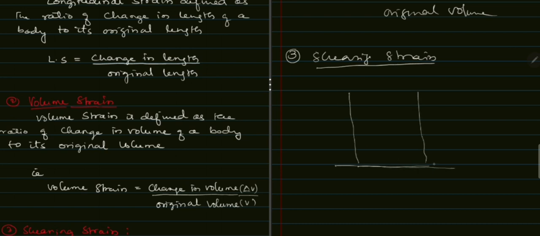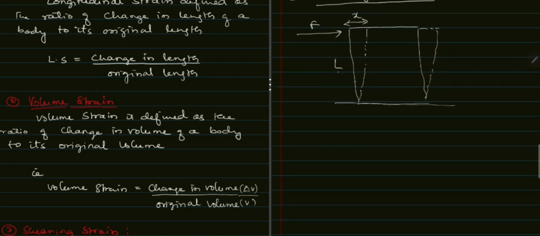The box is placed on the table and the lower part is fixed, the upper part is free, and then a tangential force is applied on that body. The body will change its shape, and some of the body will be displaced. So relative displacement, and here we will take L and X. L is the length of the body and X is the relative displacement. So after applying a force, that body is displaced with an angle theta.